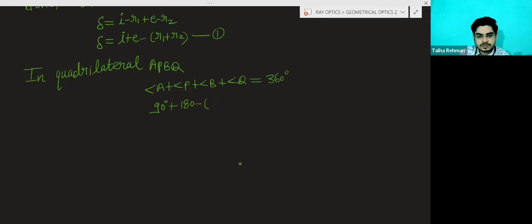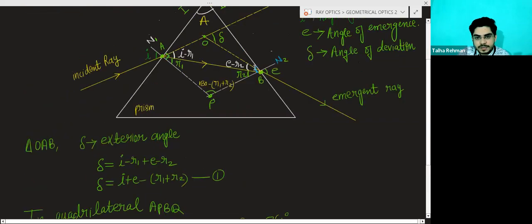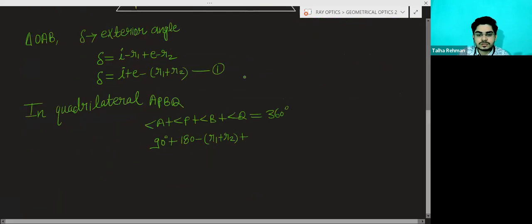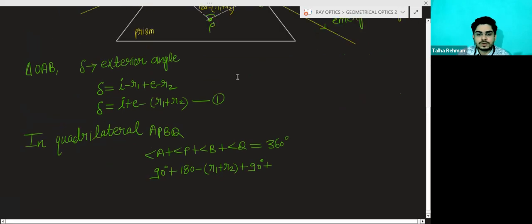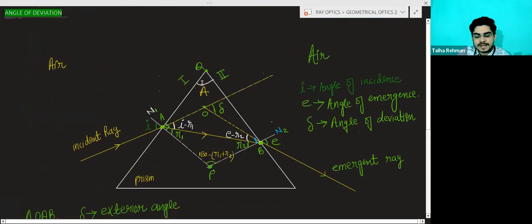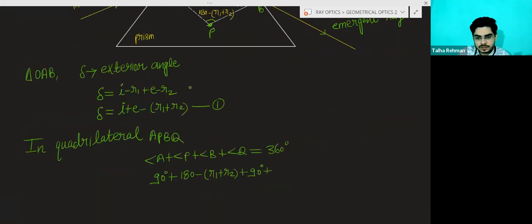180 minus R1 plus R2. Now what is angle B? Angle B is again 90 degree because this is normal. So this is also 90 degree. Now what is angle Q? Angle Q is A. Angle Q is the angle of prism. That is A. This is A.